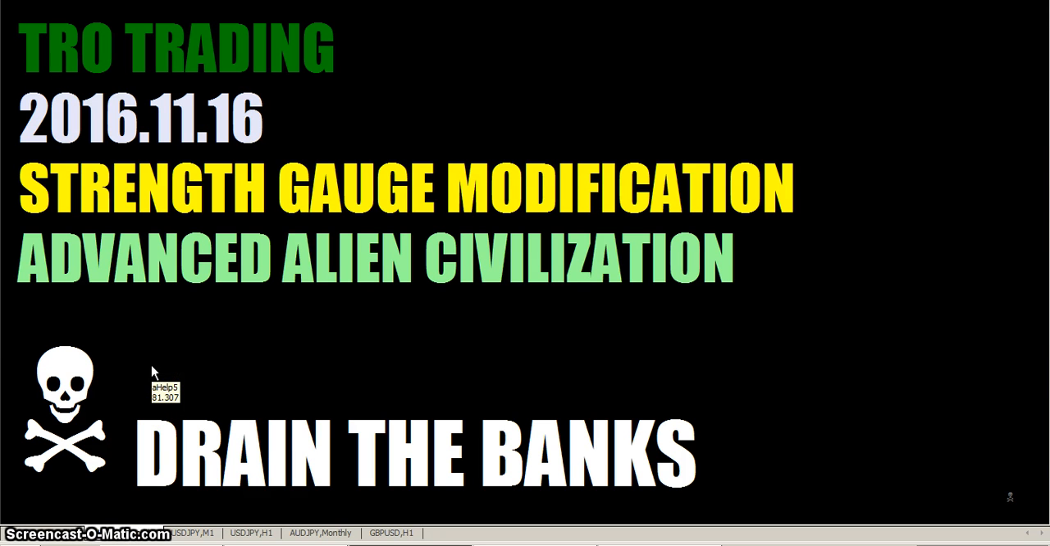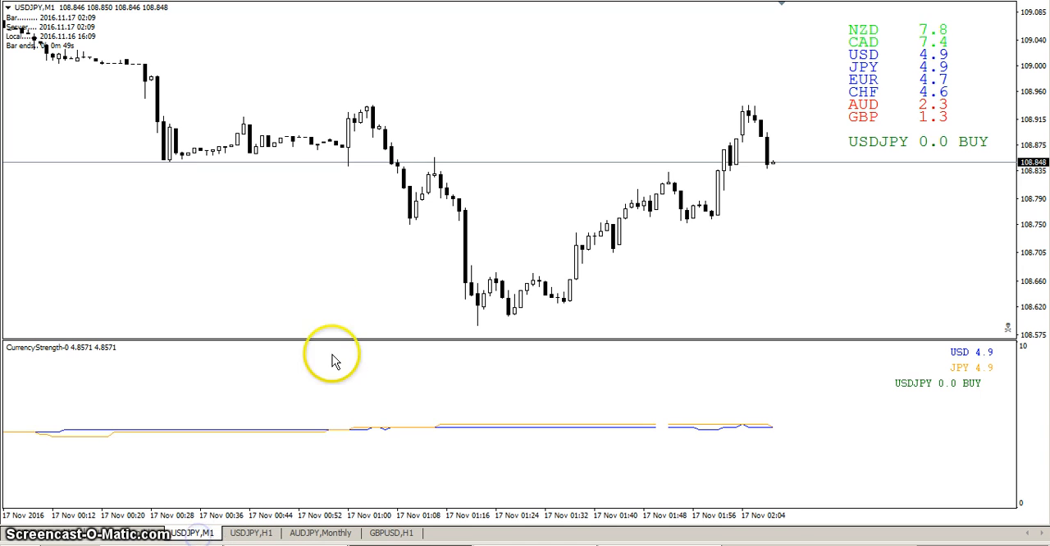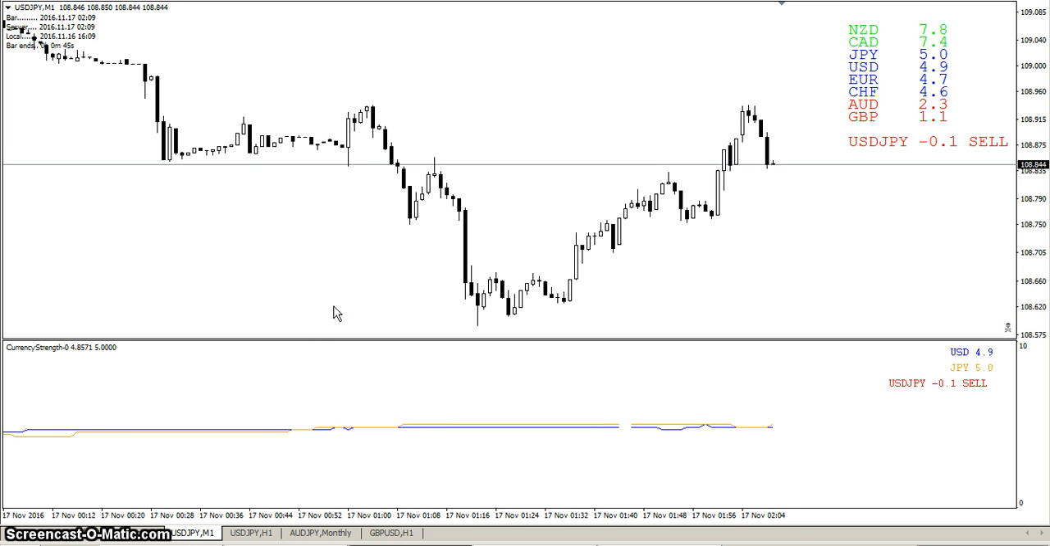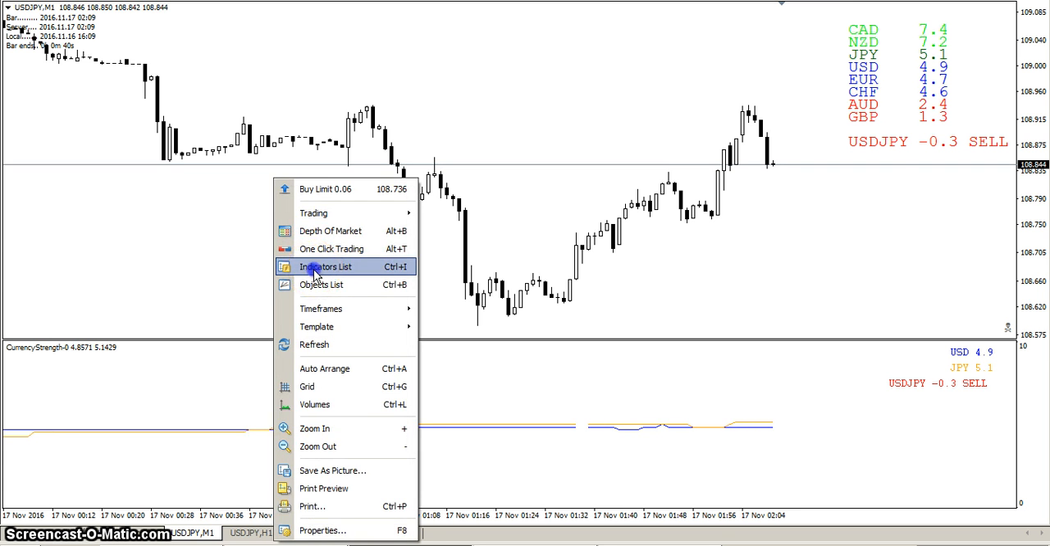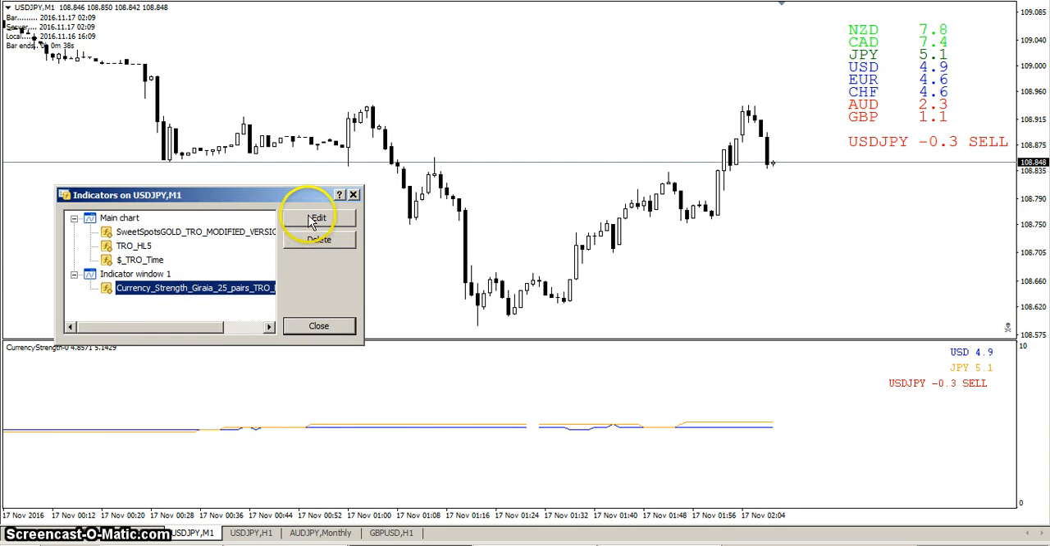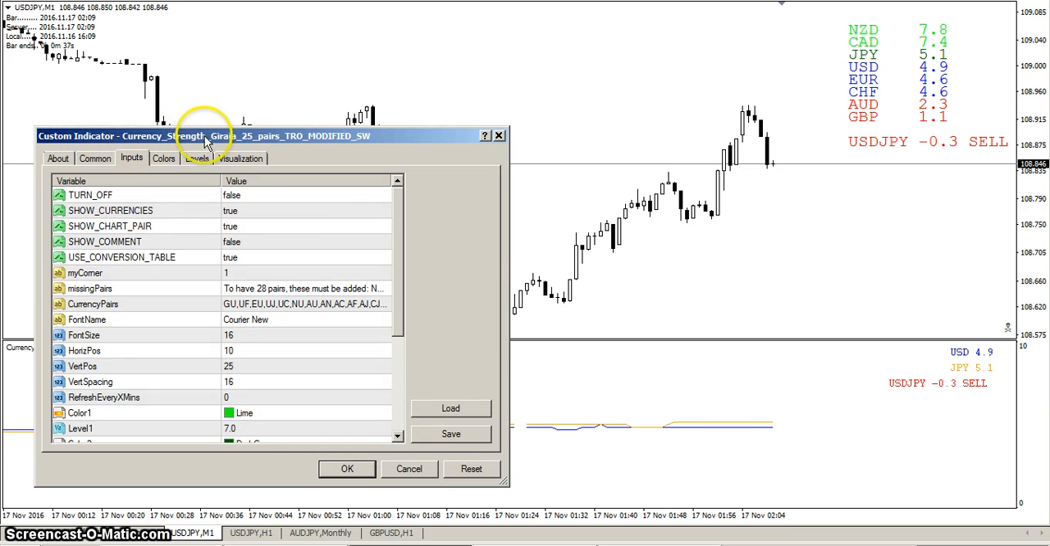TRO Trading Strength Gauge Modification. It's November the 16th, 2016. Taking a look at the strength gauge, and let's just go look at it. Now, this is an indicator that I modified. I am not the original coder. I just modified it. It's right here. Currency strength, GRA 25 pairs. TRO modified version SW for separate window or sub window.